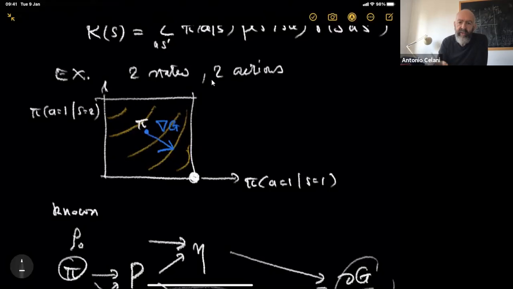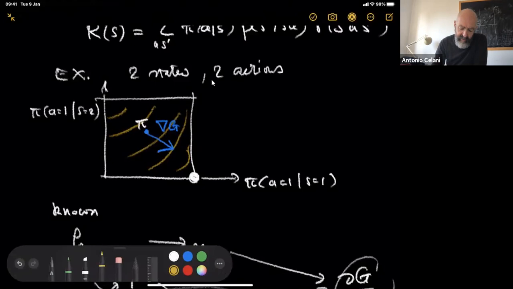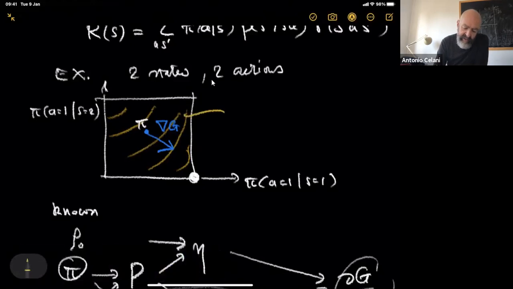If you try out a different combination of rewards and transition probabilities for your two states, two actions model, you might find different landscapes of your G function. So let me repeat again. These are the level lines of G. So G here is increasing.